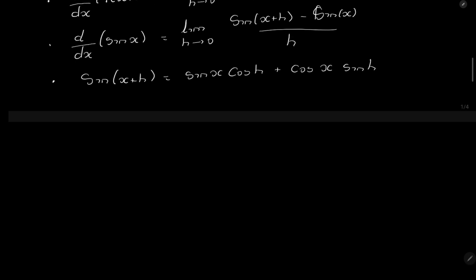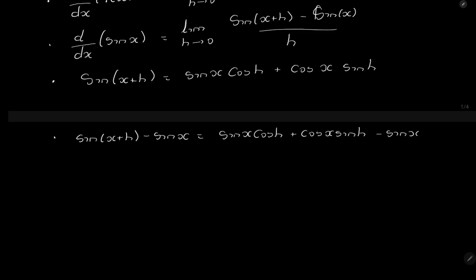What does this tell us? This tells us that our numerator sine x plus h minus sine x simplifies to sine x cos h plus cos x sine h minus sine x. When we look at these three terms, we notice that sine x is common on two of the terms. So we can then factorize sine x out for both terms. We have sine x into cos h minus 1 plus cos x sine h.